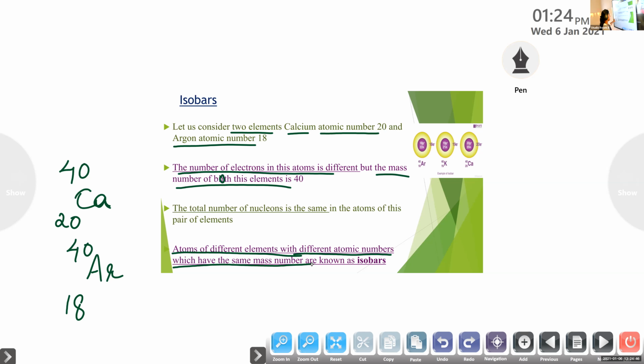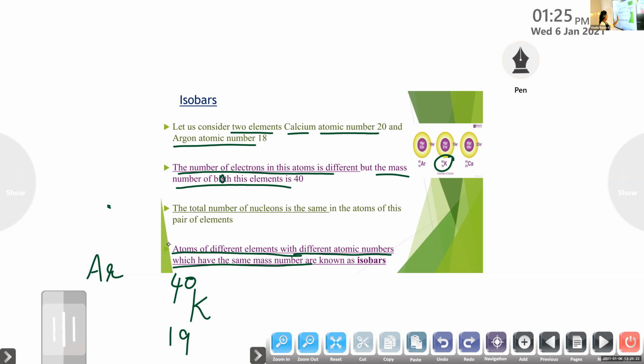This one is an example for isobar, calcium and argon. Potassium is also an example. Potassium, K, its atomic number is 19 and its mass number is 40. So these are the examples for isobars. So isotope: atoms of the same element having same atomic number but different mass number. Isobar: atoms of different elements with different atomic number but same mass number. Everyone clear?